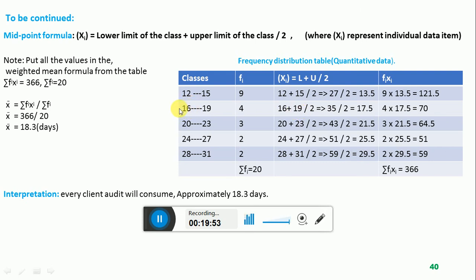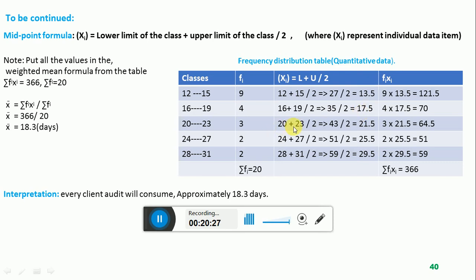Lower limit of the class 16, upper limit of the class 19: 16, lower limit, plus 19, upper limit, divided by 2. Why are we dividing by 2? Because we are calculating the average value of 2 data items. That is why the total number of data items in the class is 2. This implies 16 plus 19, 35, whole divided by 2, and this is equal to 17.5. So 17.5 is the data item of the second class.